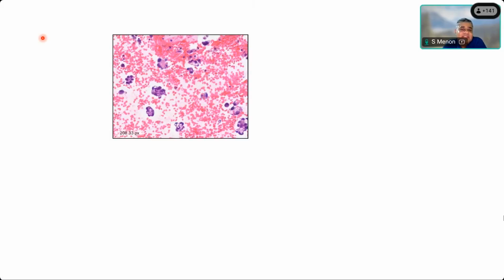These are clusters and they look epithelial. Some of them have got vacuolations.